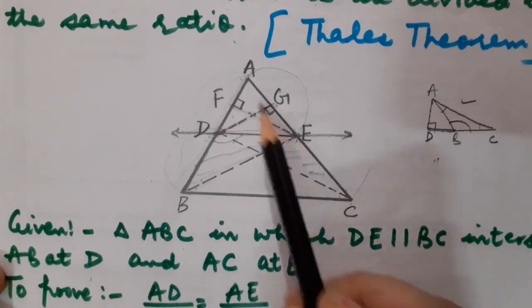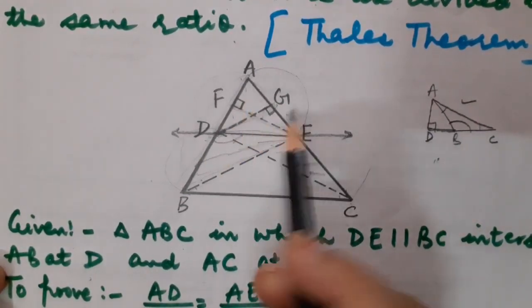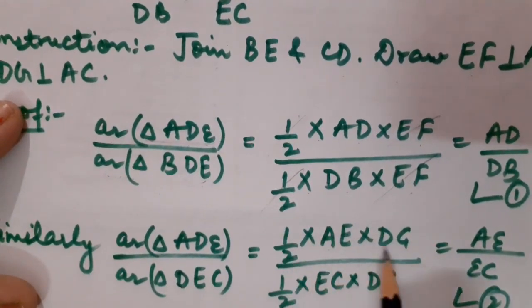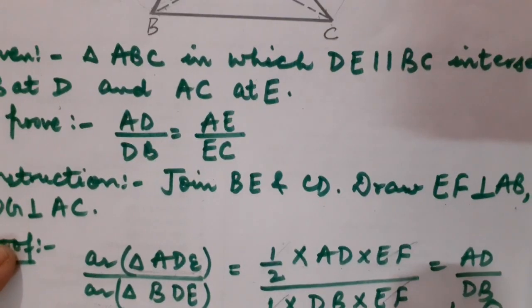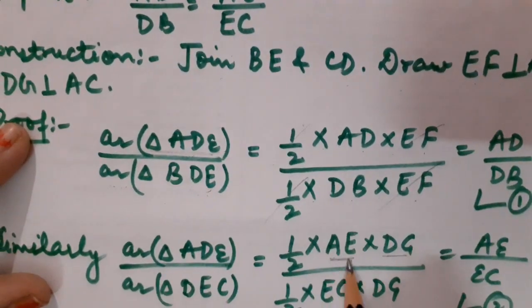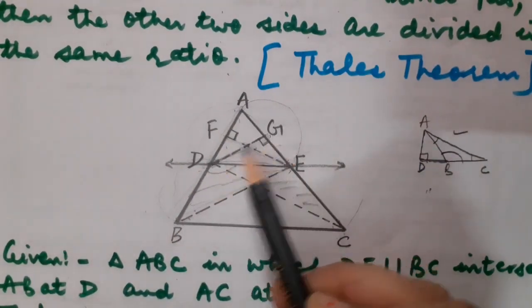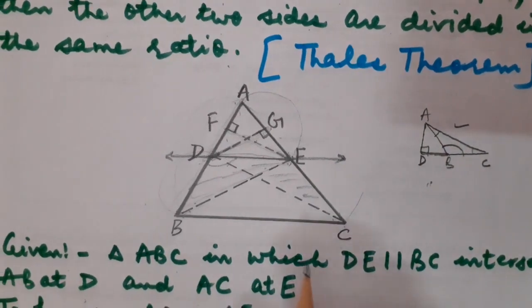It will be half into base AE into DG. Let us check. Half into base is DG and altitude is AE. Sorry, AE is base and DG is altitude. Look, DG is altitude and AE is base. Fine. Now let us talk about the other triangle.